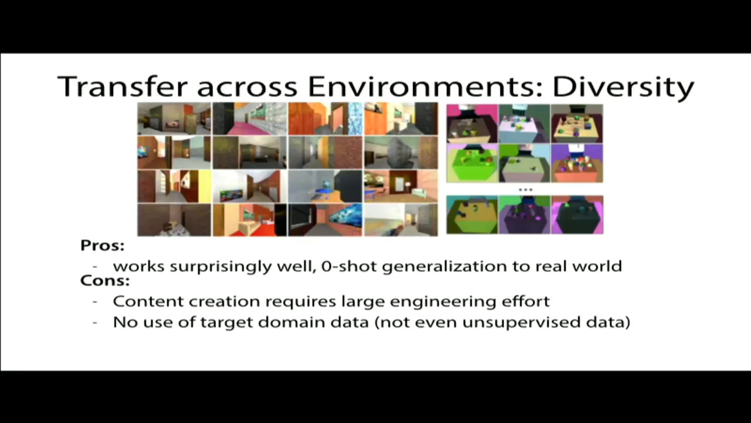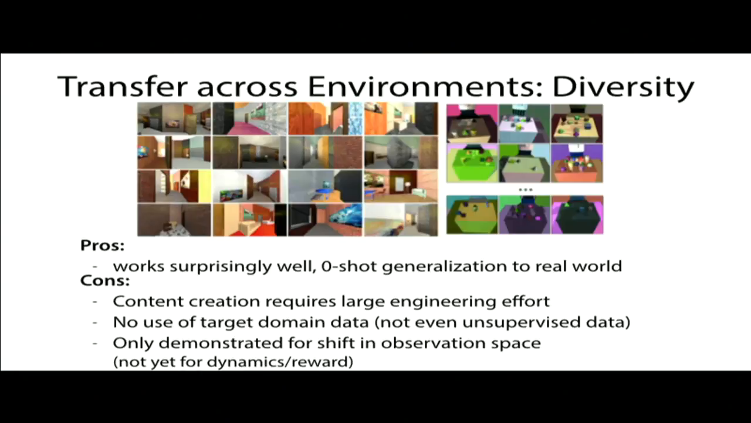And second, they were able to get zero-shot generalization, but they actually don't use any target domain data. If you were able to get a few real-world images, there's probably a lot that you can do to try and make the domains align to each other using techniques from, for example, domain adaptation. And then lastly, thus far, this has only been demonstrated for shift in the visual observation space, not yet for differing dynamics or differing reward functions.